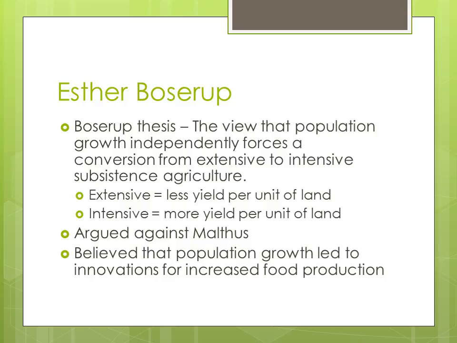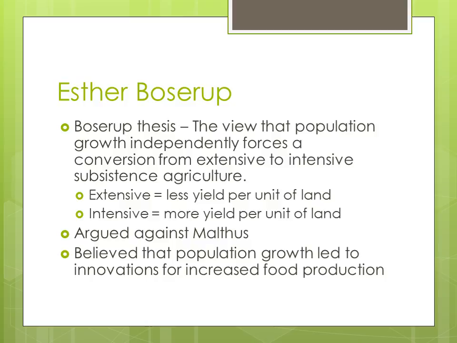And a person that we need to know with regards to this goes by the name of Esther Boserup. Esther Boserup was a geographer, and we have a definition here: the view that population growth independently forces a conversion from extensive to intensive subsistence agriculture. So essentially what Esther Boserup did is she argued against Thomas Malthus. Malthus said, "Oh no, population is growing too fast. We're all going to die." Boserup said, "Not so fast. It's okay. Take a chill pill. We'll make some changes." All right.